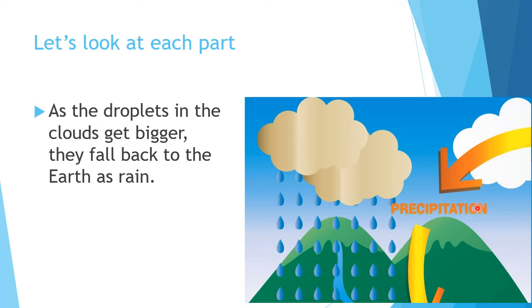So after that, we have precipitation. You don't need to remember this. You just need to remember as the droplets in the clouds get bigger, they fall back to the earth as rain. So the water vapor goes up and gathers in maybe a single cloud or many clouds. The clouds get bigger and heavier, because there is more and more water in the cloud. When it gets too heavy, the cloud cannot hold it anymore, so the water falls back down as rain.